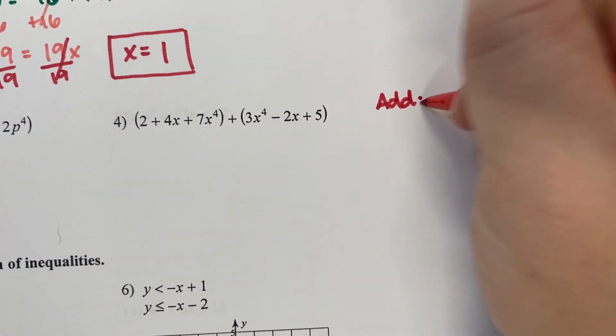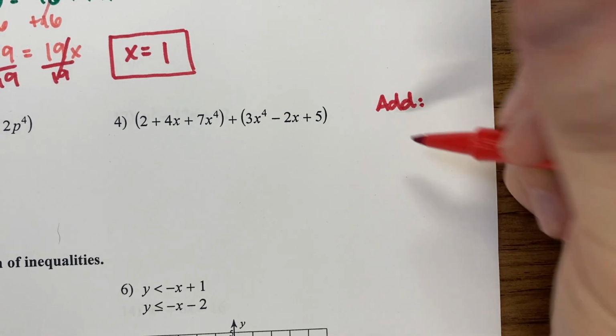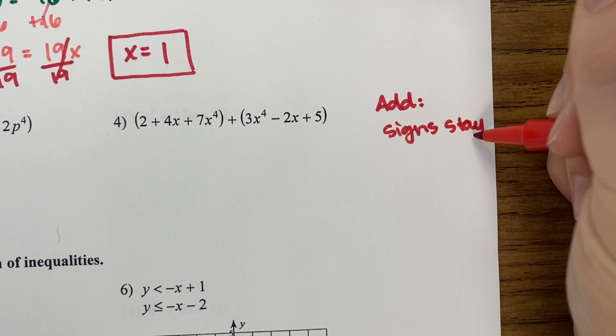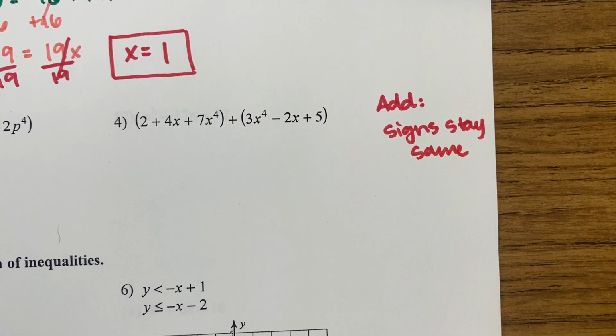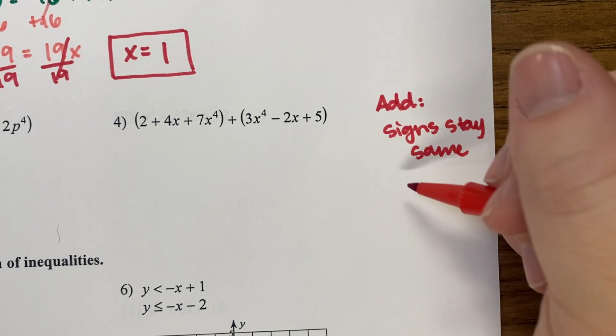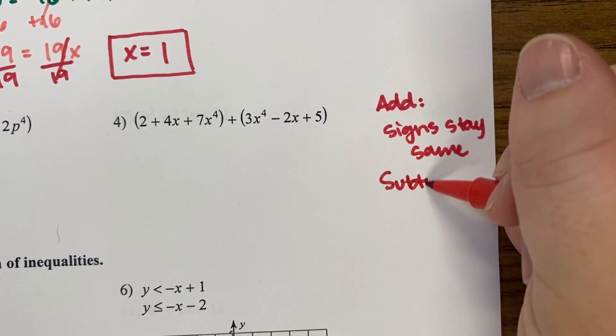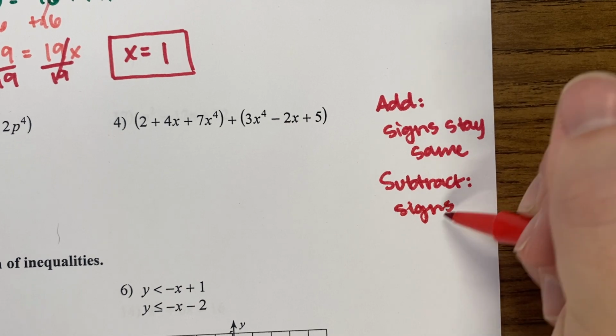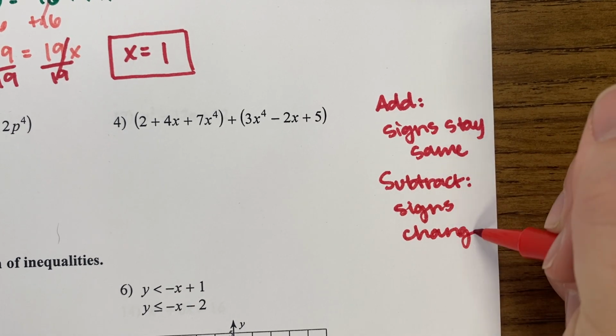When you are adding the polynomials, you see an addition sign. The signs stay the same. Okay, and we'll remind ourselves what that means. When you see a subtraction sign in the middle, the signs are going to change after that subtraction sign.